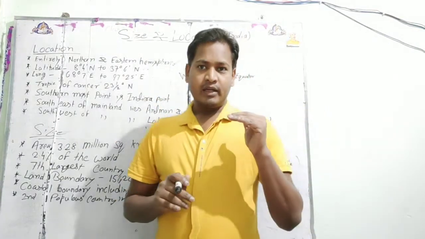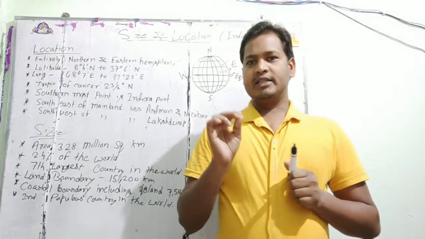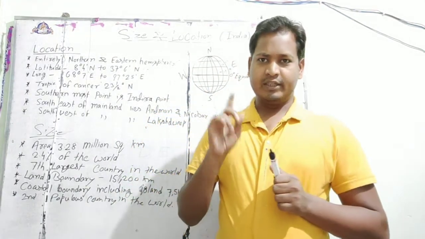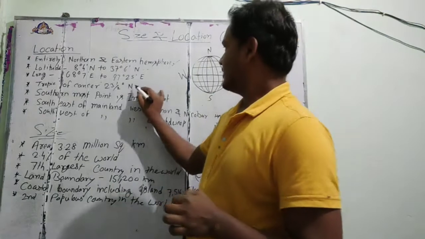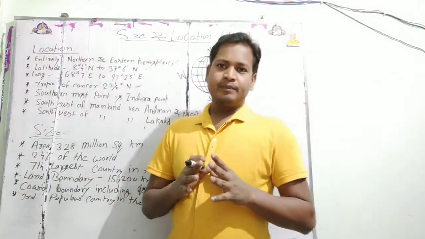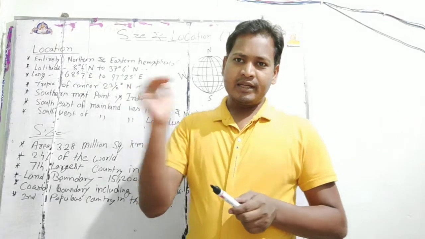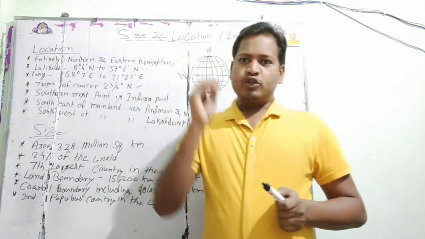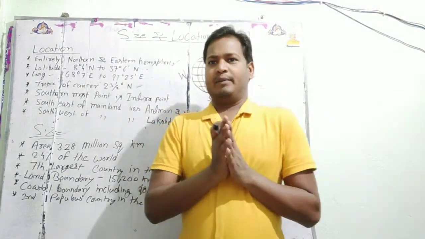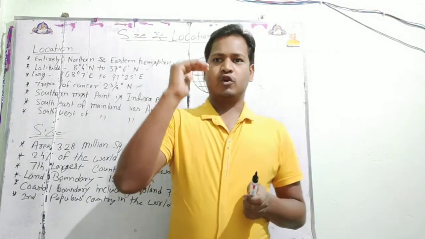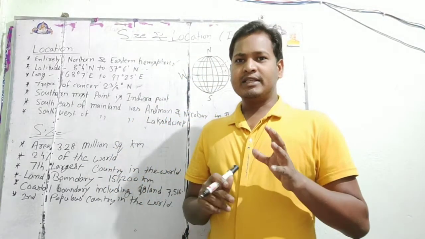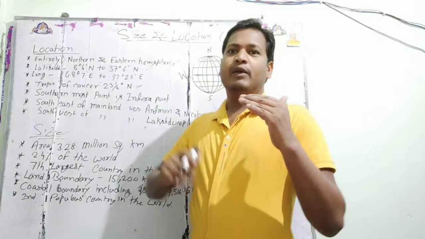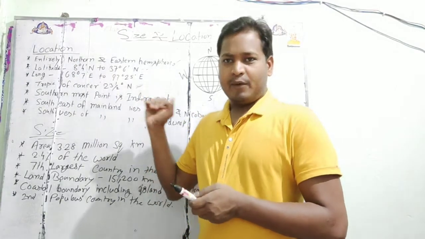One of the important latitudes that is known as Tropic of Cancer, its value is 23.5 degree north. See here, Tropic of Cancer passes through the middle of the country and divides our country into two parts, and these two parts experience two types of climate. The north part of Tropic of Cancer experiences subtropical type of climate, and the southern part of Tropic of Cancer will experience tropical type of climate.